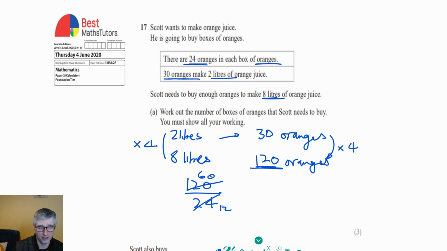And then I can keep dividing if I want, just to make the numbers a bit easier. Divide by 2 again. That gives me 30 over 6. And now that's an easy sum to do. So that's going to be 30 divided by 6. And we can see that that equals 5. So we need 5 boxes.